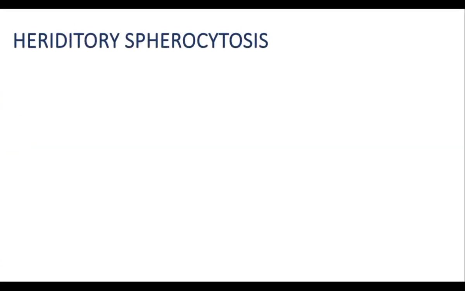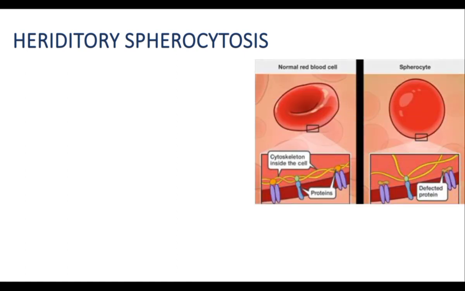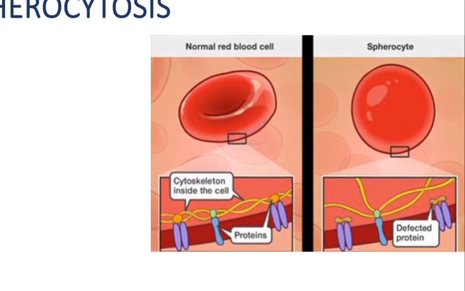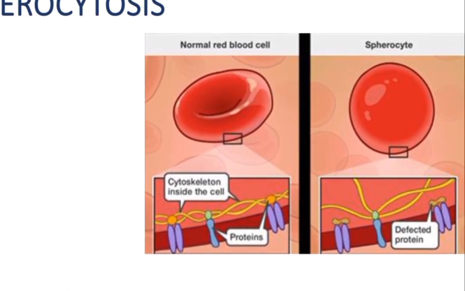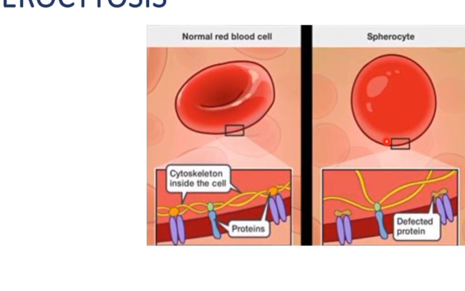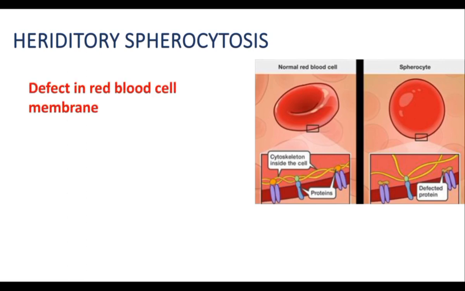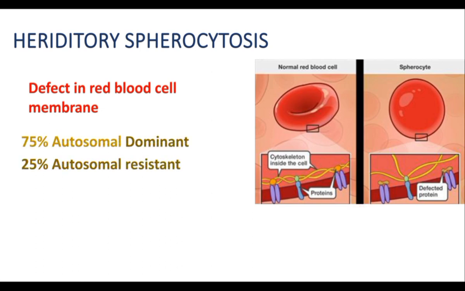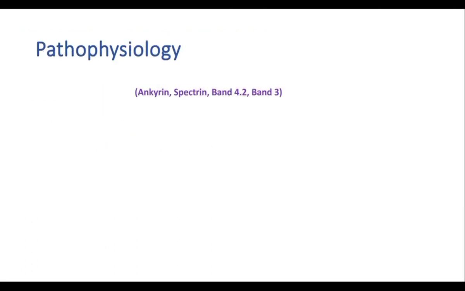Now let's zoom in on hereditary spherocytosis, a genetic gem in the world of hemolytic anemia. Hereditary spherocytosis is characterized by misshapen RBCs, spherical instead of their usual flexible disc shape, due to a defect in the RBC membrane. Epidemiology. Hereditary spherocytosis is predominantly autosomal dominant. In some severe cases it is autosomal recessive as well, and more common in certain populations, with higher prevalence reported in those of Northern European descent.